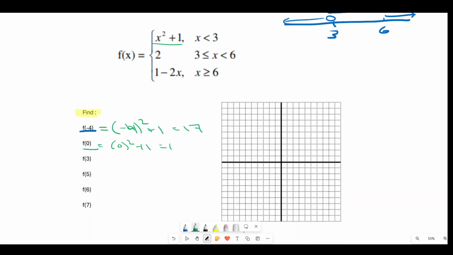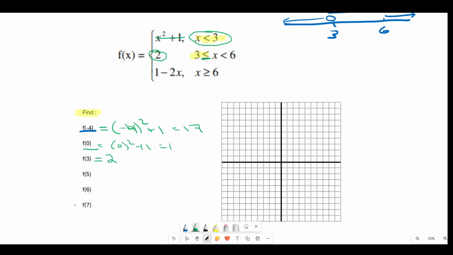Now it's asked me to find f at 3. 3 is one of the values where one function rule switches to another, so be careful to use the rule where 3 actually exists. This one says x is less than 3, not equal to 3, so that's not the rule I can use when x equals 3. The rule with the equals sign says x is greater than or equal to 3, so this is the rule that applies. And that's the rule that says no matter what your input is, your output is just 2.